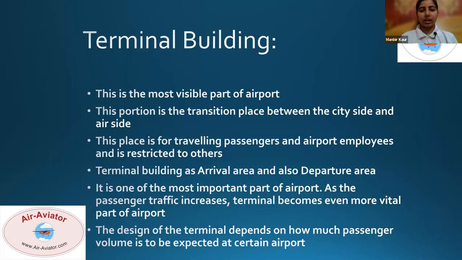Now, after talking about the land side area, we will come up and talk about the terminal building. The terminal building is the most visible part of an airport because it has a huge and giant infrastructure. This portion is the transition place between the city side as well as the air side, because it is placed in between both of them. This place is for traveling passengers and airport employees, and it is restricted to others.